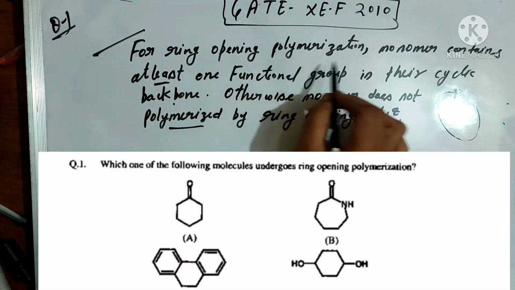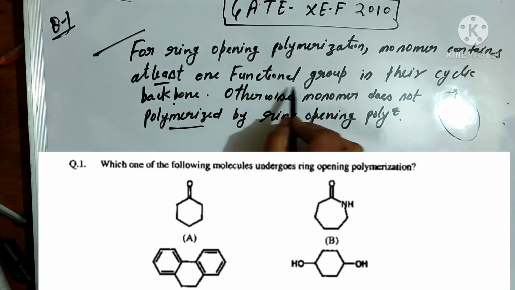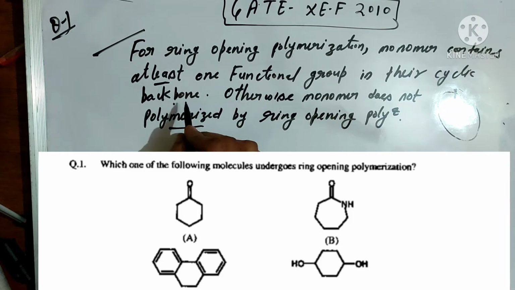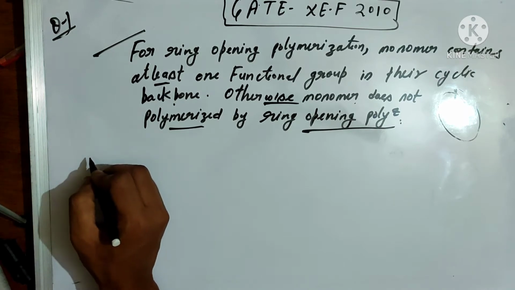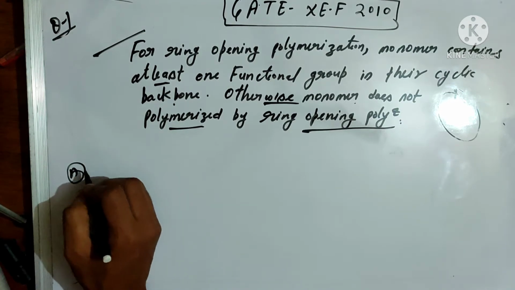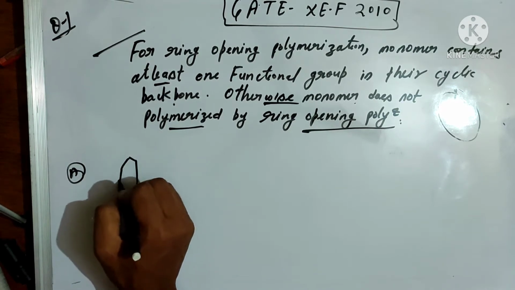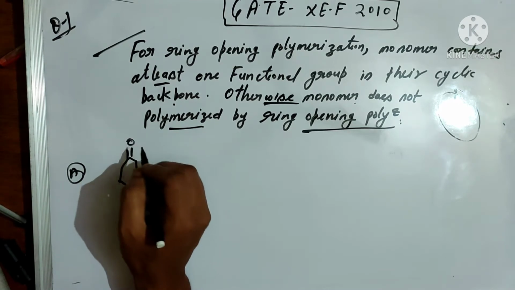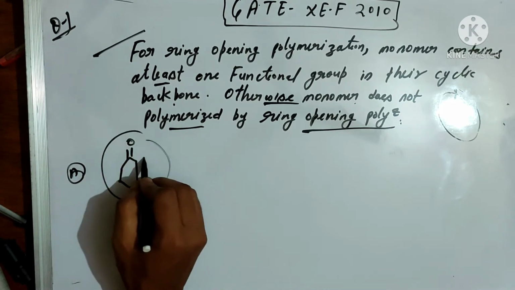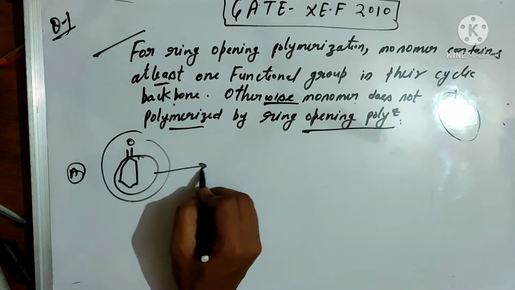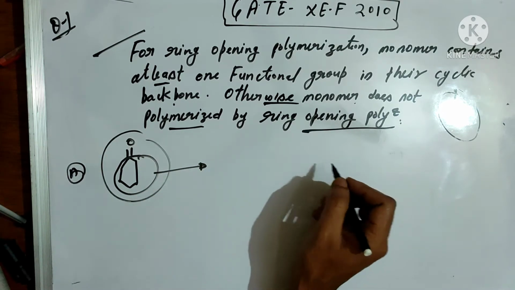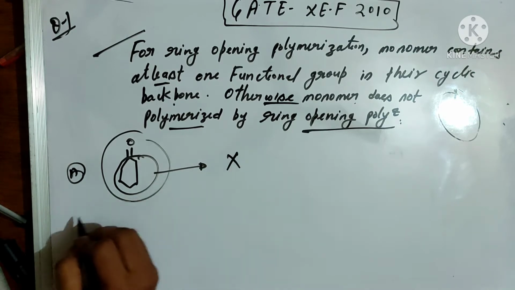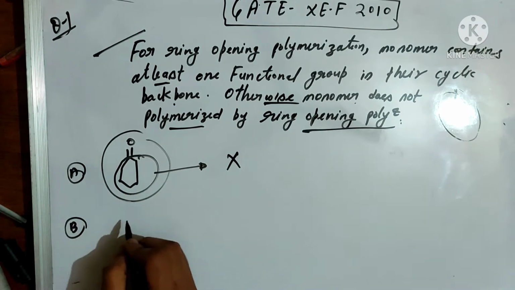For ring opening polymerization, the monomer must contain at least one functional group in its cyclic backbone. Otherwise, the monomer does not polymerize by ring opening polymerization. Coming to option A, given this structure, you can see in the cyclic structure there is no functional group, so it is not polymerized by ring opening polymerization.